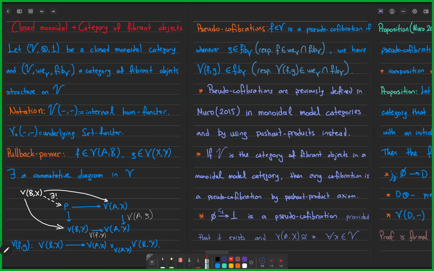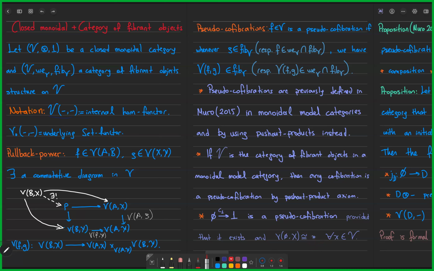If we take a category of fibrant objects, the full subcategory of fibrant objects in a monoidal model category, then any cofibration is also a pseudo-cofibration by the push-out product axiom. But the converse is not true. For example, the unique map from the initial object to the tensor unit may not be a cofibration, but it is always a pseudo-cofibration, provided that we have these two properties: the initial object is initial in the enriched sense, and it co-represents the terminal object.